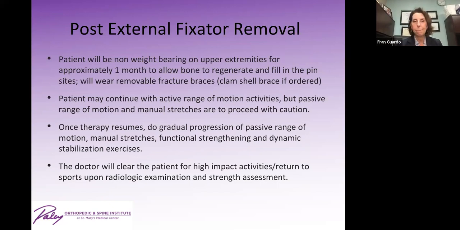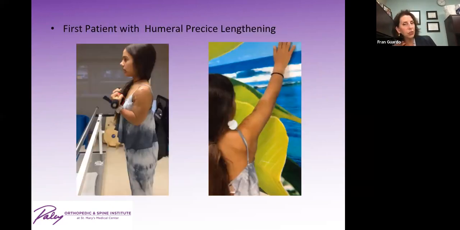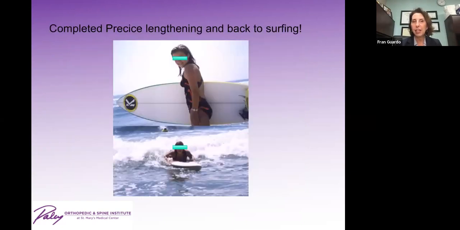Okay, so this is the first patient that we did an internal PRECICE on, and this was really back in 2012, I think. And she was a young lady with hypochondroplasia. She did very well. I have somebody sitting in my office right now that has achondroplasia that does have a PRECICE nail, and he'll be available for questions in a few minutes if you want. But after her lengthening, she was able to return to surfing and just got on with her life very well, and was very happy with her outcome.